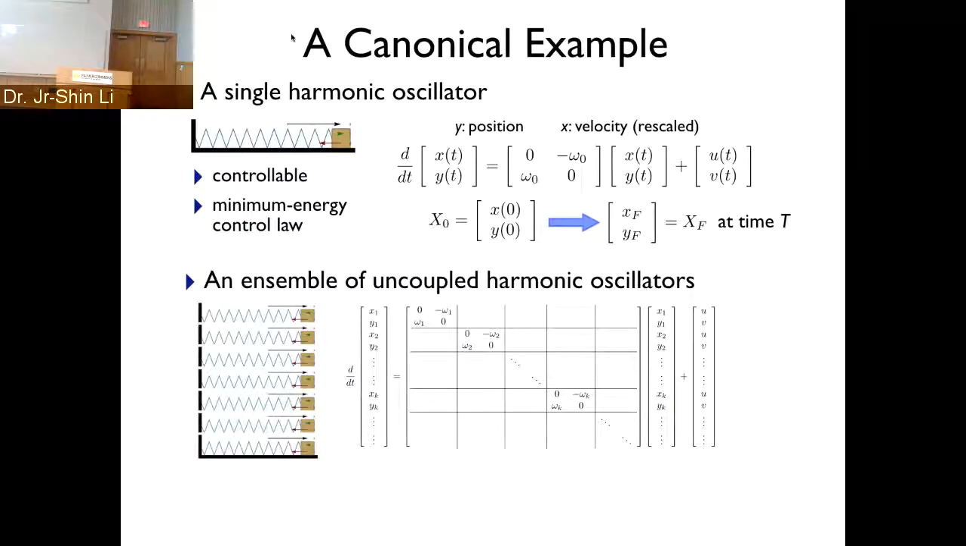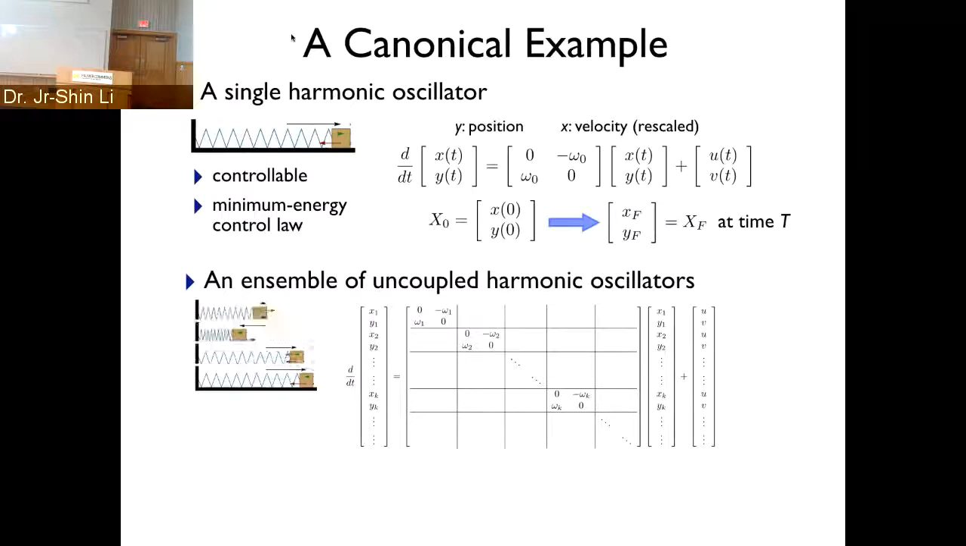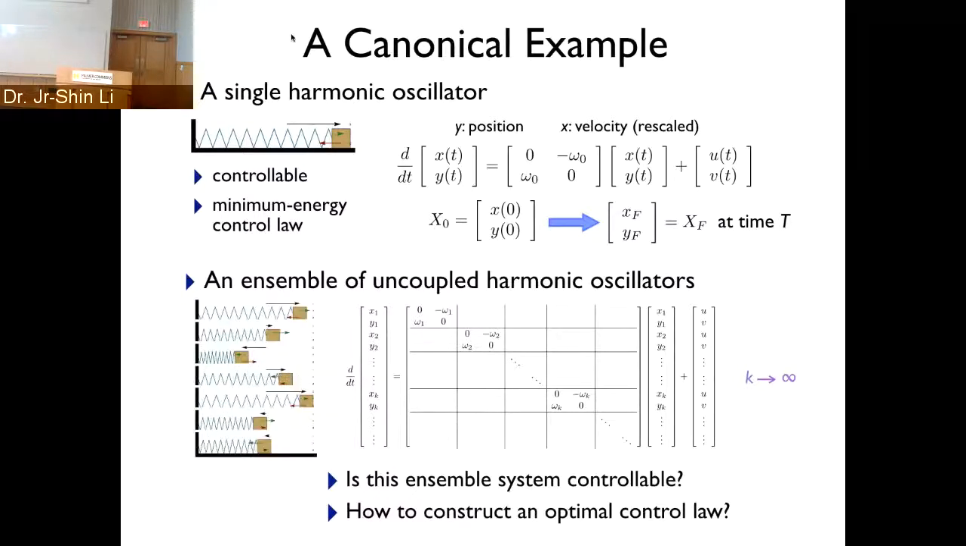Now if we consider a population of these, if we take many of these and put them into a big system, these are the motions. Now, when the number of oscillators goes to infinity, this matrix becomes an infinite-dimensional matrix. We want to ask the same question: is this ensemble system still controllable? And how do we construct an optimal control law? These are the natural questions that we want to ask.